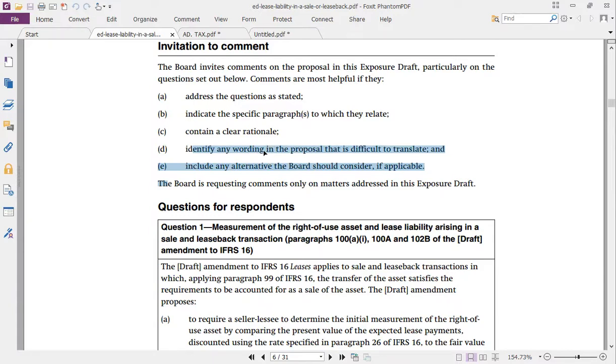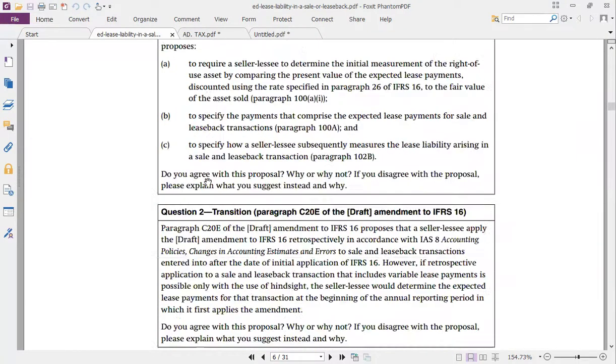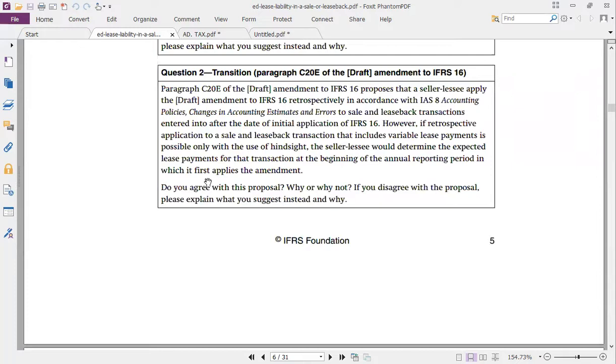Now, identify any wording in a proposal that is difficult to translate. These are how we want them all. Include any alternative the board should consider if applicable. Exactly. What they should like, the second idea. So the board is requesting comment only on matters addressed in this exposure draft. Only the matters addressed here. So the questions are here. Question one is in here. Question two is there. And then the deadline for it is also there.